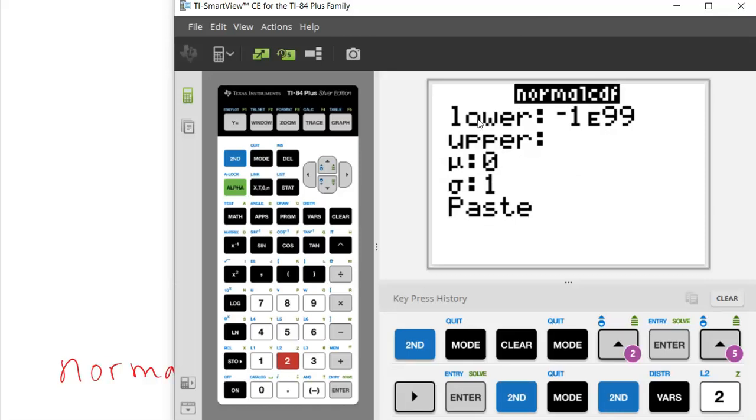You'll notice that the input screen doesn't call these A and B, it literally says lower and upper. Lower bound, upper bound, mean, standard deviation, and then the paste option, just like you saw with the binomial functions. Our lower bound was 845.